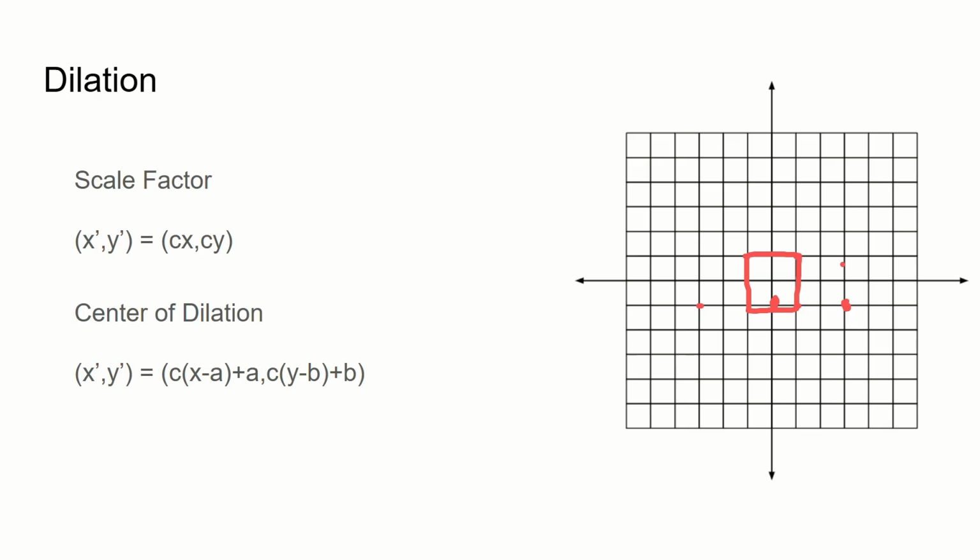This is 2 up and 2 across, so it would end up being 3 up and 3 across. This is 2 up and 4 across, so it would end up being 3 up and 6 across. And so this would be the new shape. And again, we can see all of the lengths are the scale factor amount bigger.